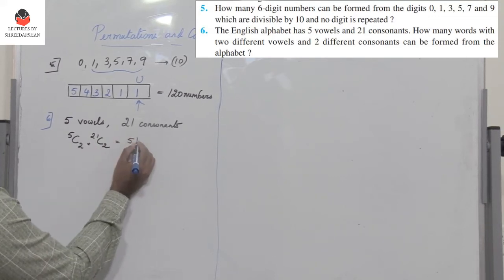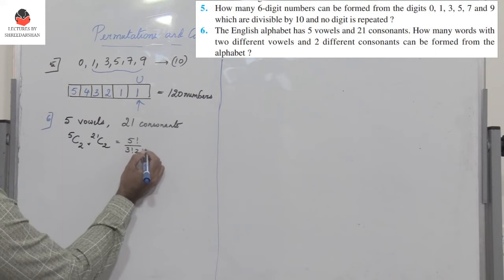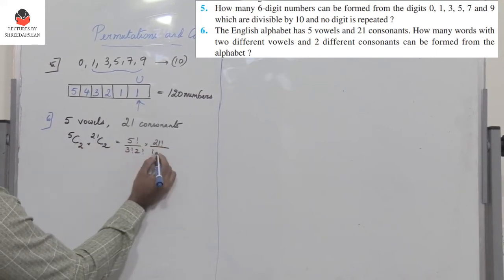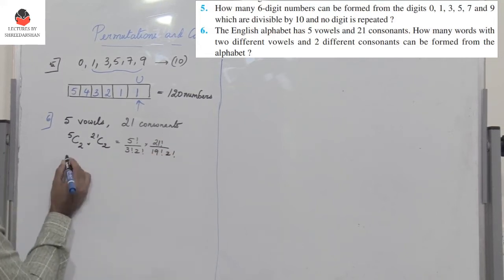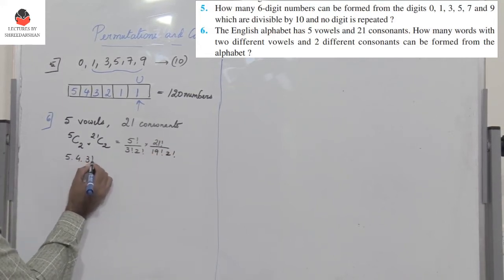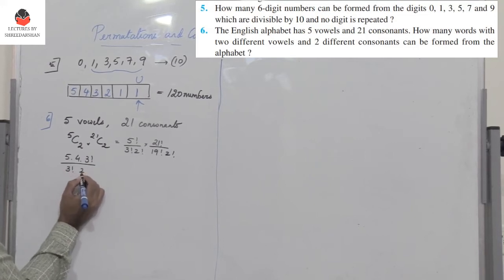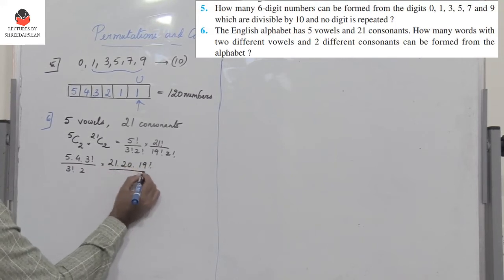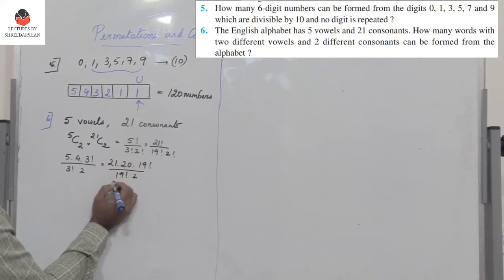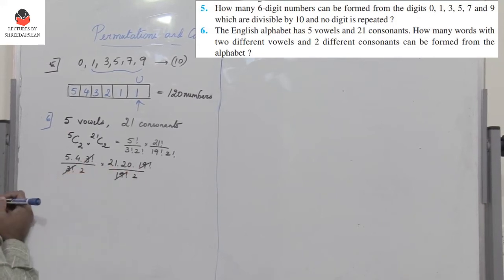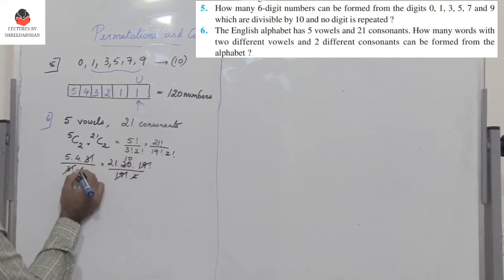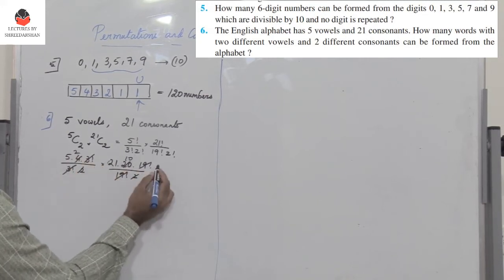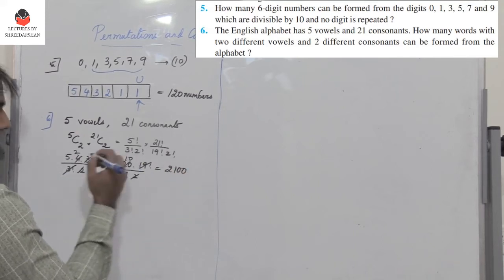So this is going to be factorial 5 divided by factorial 3 into 2 into factorial 21 divided by 21 minus 2 is 19 factorial into 2 factorial. So this is 5 into 4 into 3 factorial divided by 3 factorial into 2 into 21 into 20 into 19 factorial divided by 19 factorial into 2. So 19 factorial and 3 factorial get cancelled. So 10s are 2, 2s are. So 5 into 2 is 10. This is 210. So it is 2100, right?